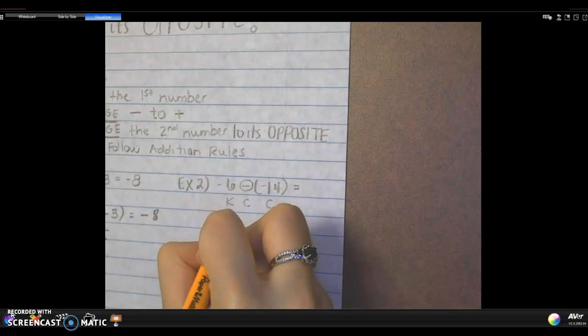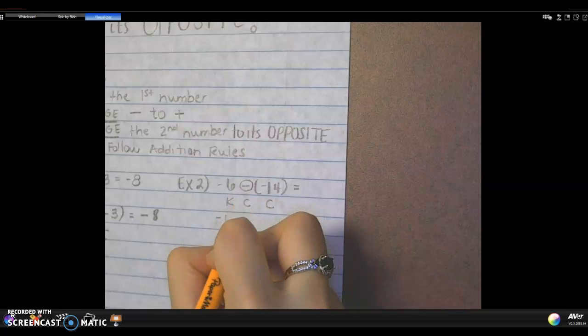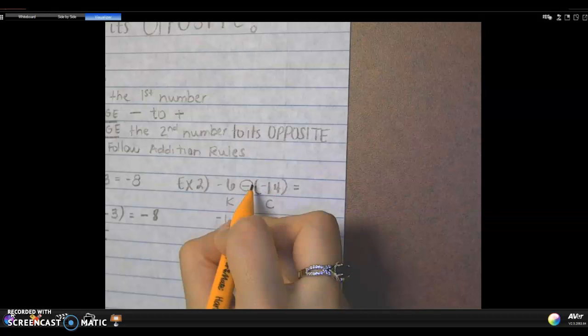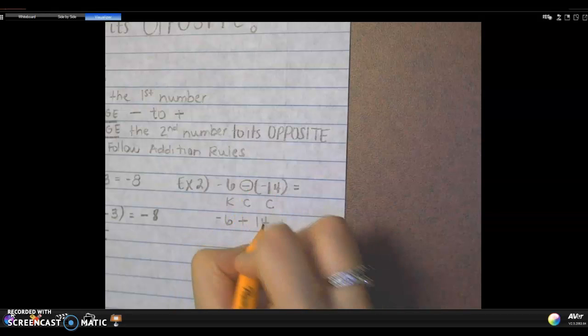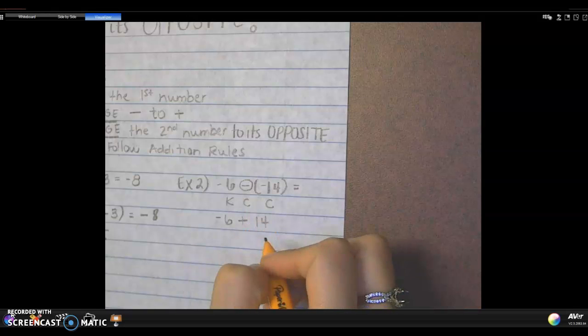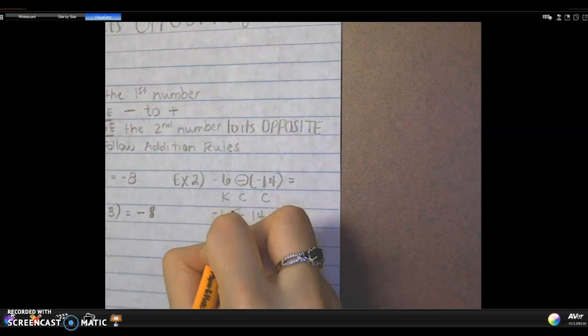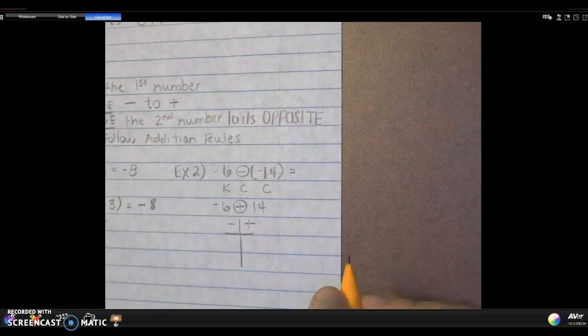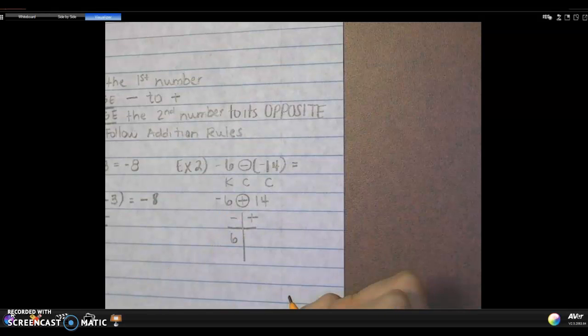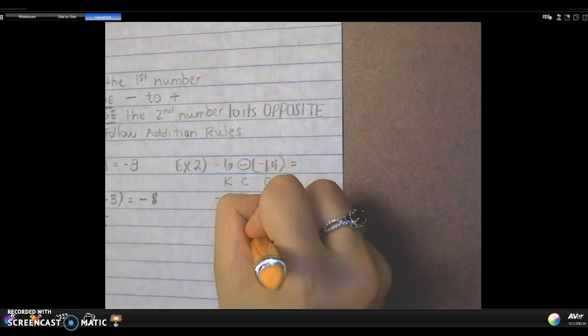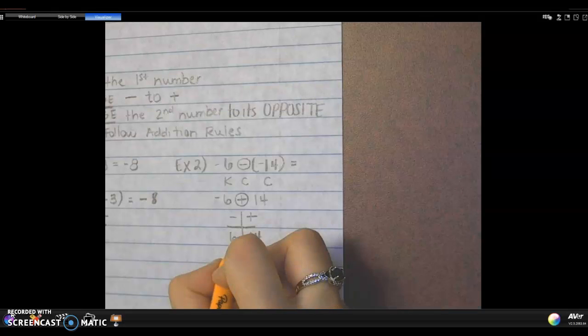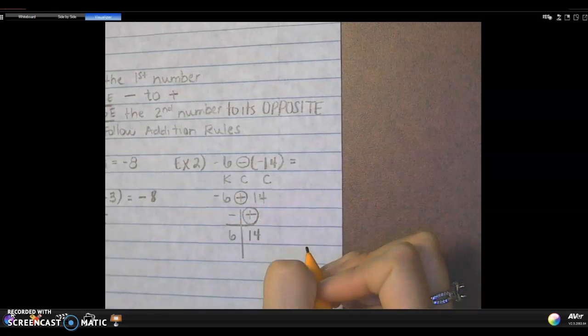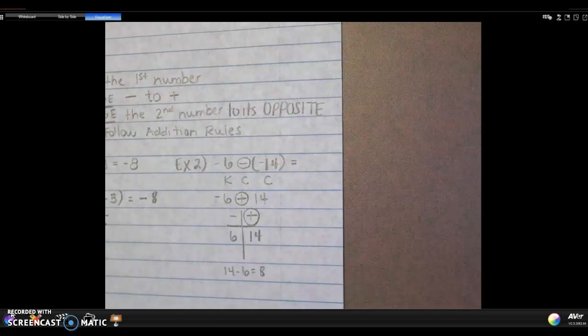So we're going to keep the negative 6. Change the subtraction to addition. And then change the negative 14 to the opposite, which is just 14. And I don't need to put another plus. We know that it's positive, so we don't need to include it. And now we have addition, so we make our T-chart, our scoreboard. 6 is negative, so we're going to put 6 in the negative team. And 14 is positive, so we're going to put 14 on the positive team. 14 is bigger than 6, so my positive team wins. And it wins by 14 minus 6. We get 8. So my answer is a positive 8.